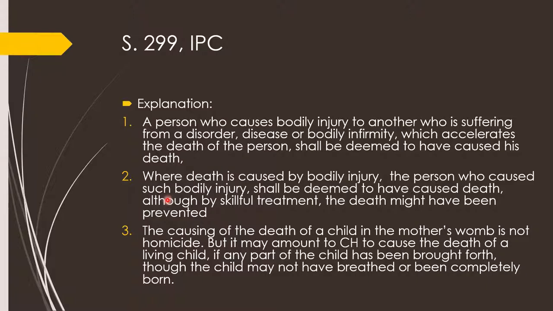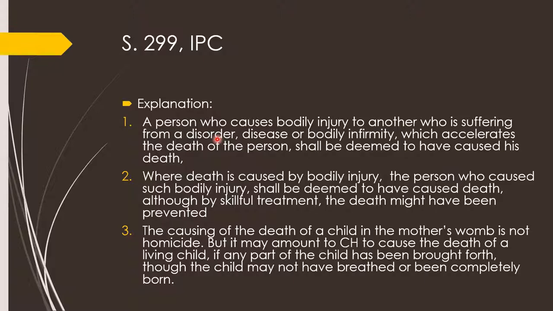The explanation for 299 IPC, culpable homicide, is like this. A person who causes bodily injury to another who is suffering from a disease, disorder, or bodily infirmity which accelerates the death of the person shall be deemed to have caused his death. So, if a person attacks another person who is suffering from a disorder, disease, or bodily infirmity, and the bodily injury actually accelerates the death of the person, the one who causes the bodily injury shall be deemed to have caused his death.